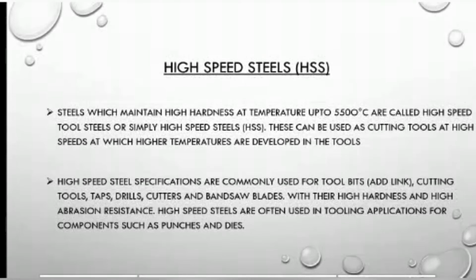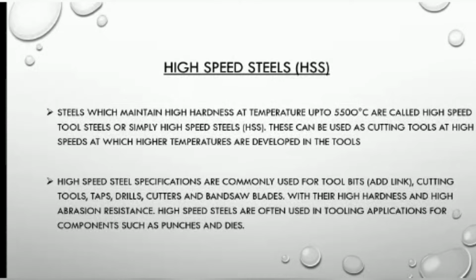So let us discuss the effects of different alloying elements on high-speed steels. Before discussing that, let us discuss high-speed steels. The steels which maintain high hardness at temperatures up to 550 degrees Celsius are called high-speed steels. These can be used as cutting tools at high speeds, due to which high temperatures are developed in the tools. They are also known as high-speed tool steels.